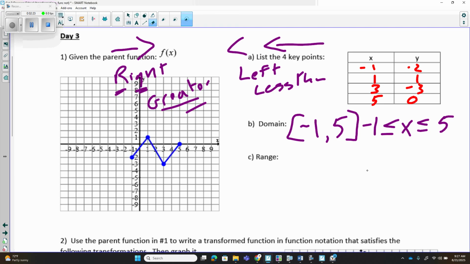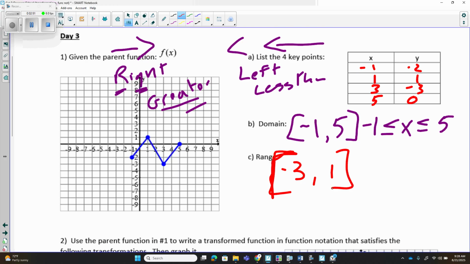What is your range, Carter? What's your range? What's the bottom of that graph? What's the lowest it goes? That's right, -3. And where's the top? That's right. So -3 to 1. Nailed it. All right, now we're going to write it as an inequality.